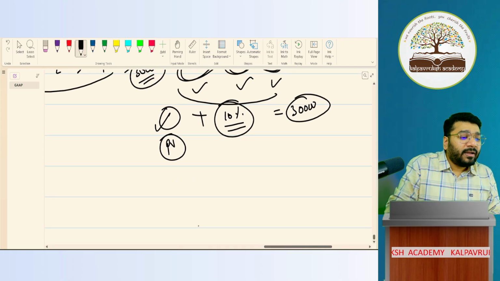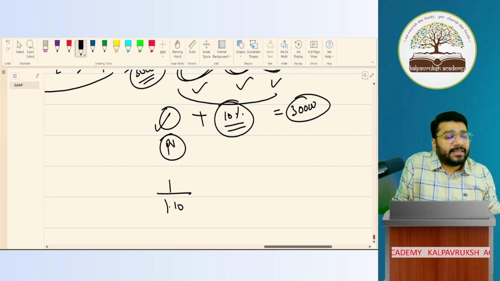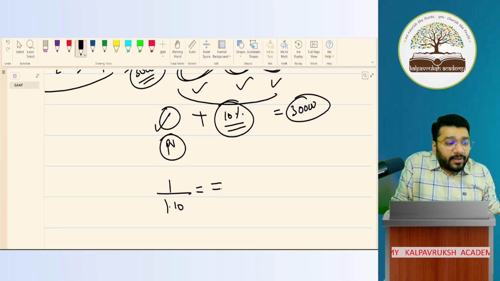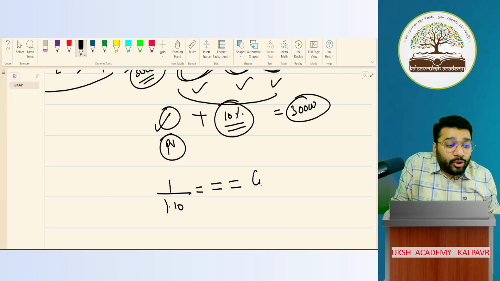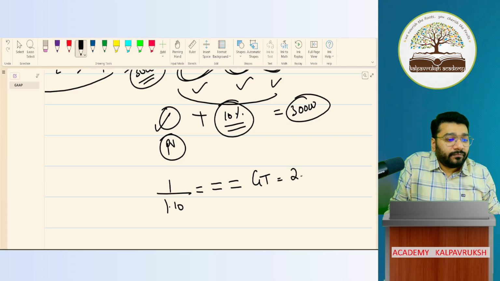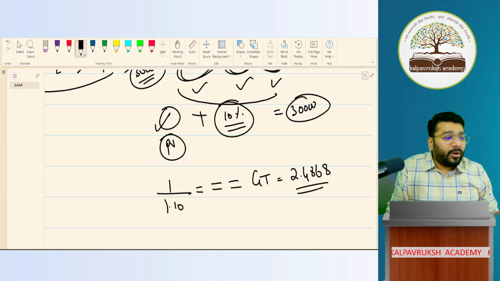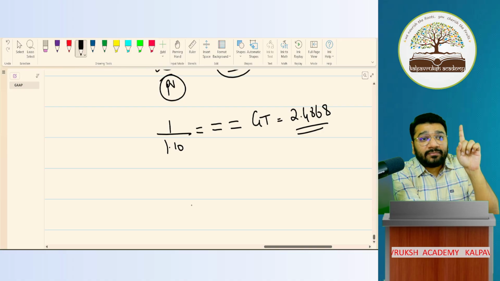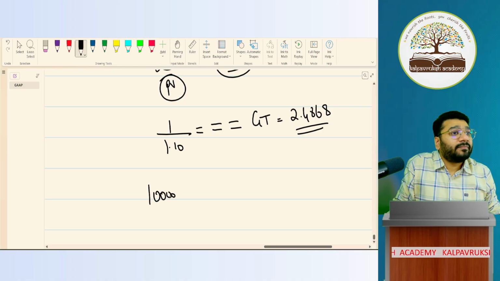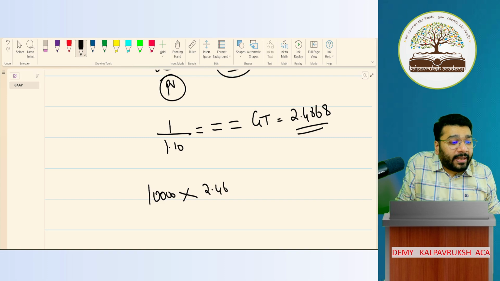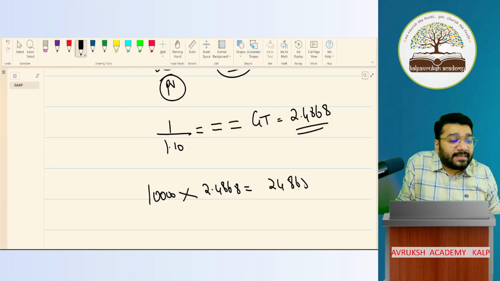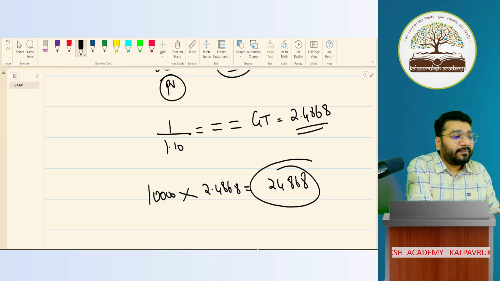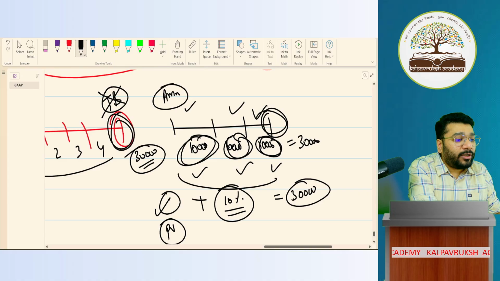How do I do this, sir? Very simple. Take your calculator and do 1 divided by 1.10, equal to 1 time, equal to 2 times, equal to 3 times, because here it is for 3 years. Then press GT. You get 2.4868. I need 10,000 per year. If I multiply 10,000 with the annuity factor 2.4868, I get 24,868. So Annapurna says that today I will give you only 24,868.